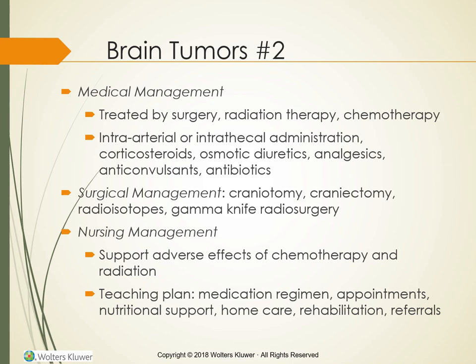Brain tumors, medical management. Treatment depends on several factors, including the tumor's location and type, primary or metastatic, and the client's age and physical condition. Brain tumors are treated by surgery, radiation, chemotherapy, or a combination of these methods. Metastatic tumors and some primary tumors are inoperable, and radiation therapy and chemotherapy are the only treatment choices. Clients who cannot withstand surgery, chemotherapy, or radiation therapy are kept as comfortable and free from pain as possible.